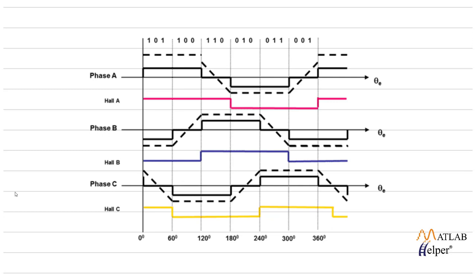Back EMF in each phase is trapezoidal in shape and 120 degrees displaced electrically with respect to each other. A rectangular current pulse is injected into each phase in such a way that the pulse current coincides with the flat portion of the back EMF waveform, and hence the motor develops almost constant torque.